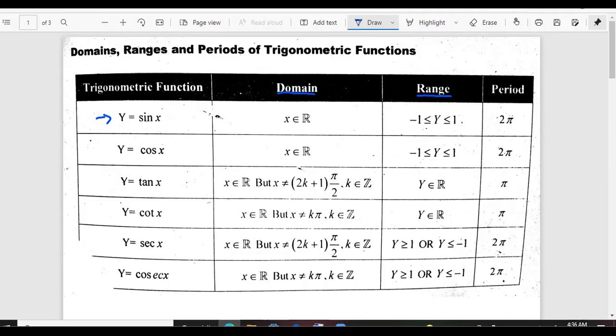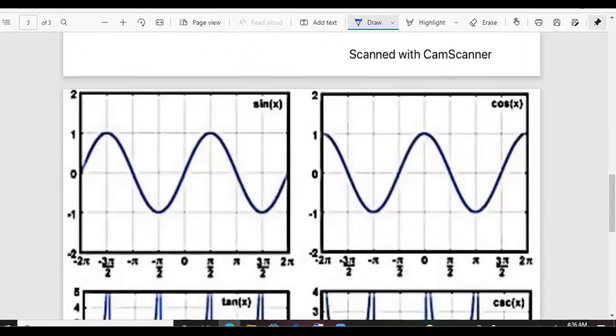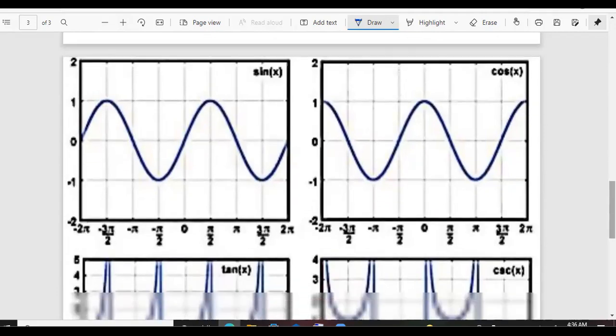So this is the function which we are talking about at the moment. The domain is basically all the values of x that would give a value of the function. All those values of x are the domain. And for the range, we check out the values of y. This could be explained through the diagram as well.